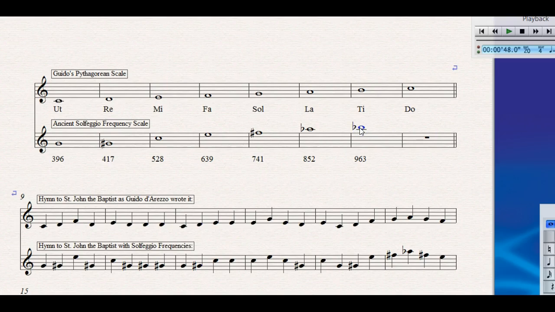Okay, now I'm going to go back and play them so they're really quick. Here's the Pythagorean scale, and I'm not going to say anything in between.